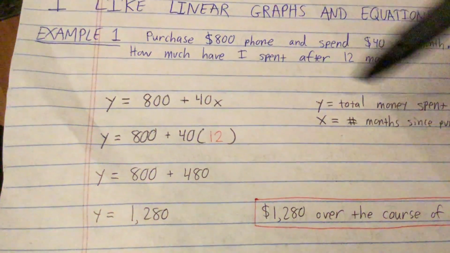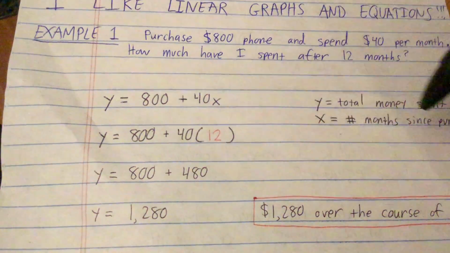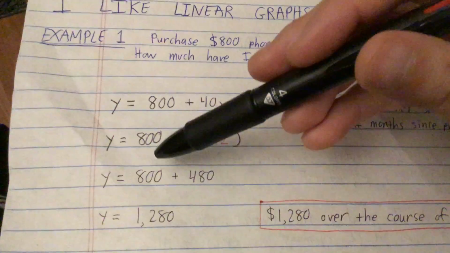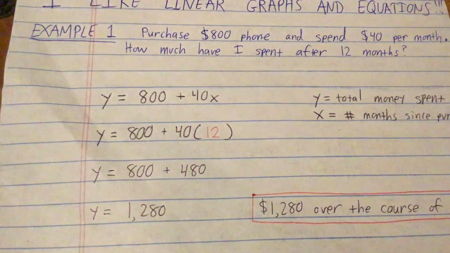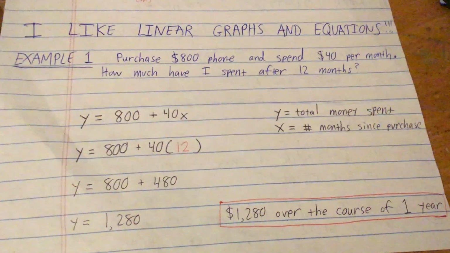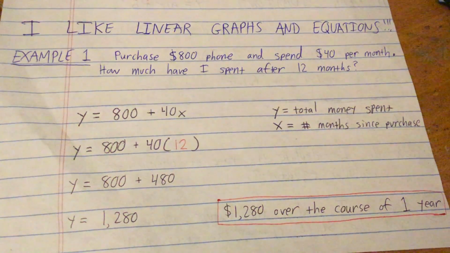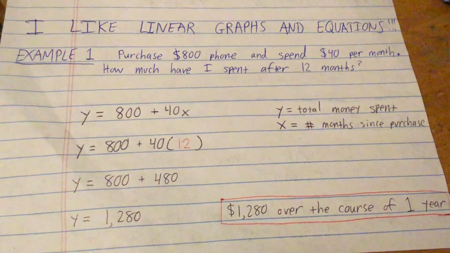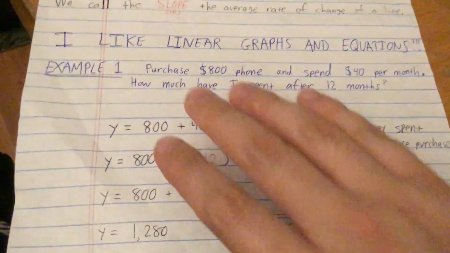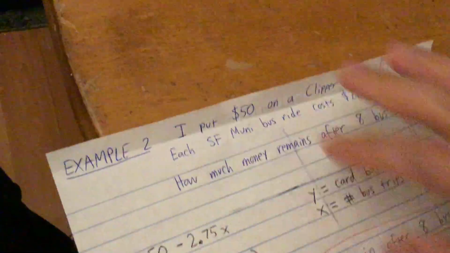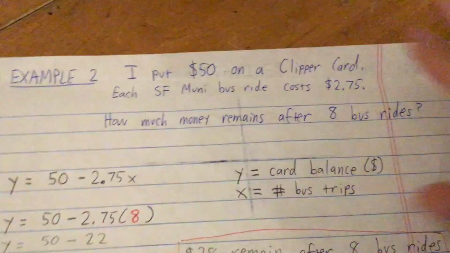$800 just one time, and then $40 for 12 months. So 800 plus 480 is 1,280. So basically, over the course of 1 year of owning the phone, you actually spend $1,280. Okay? It's very, very easy to predict the future when the growth is linear. Okay, well, let's go with one with decay.